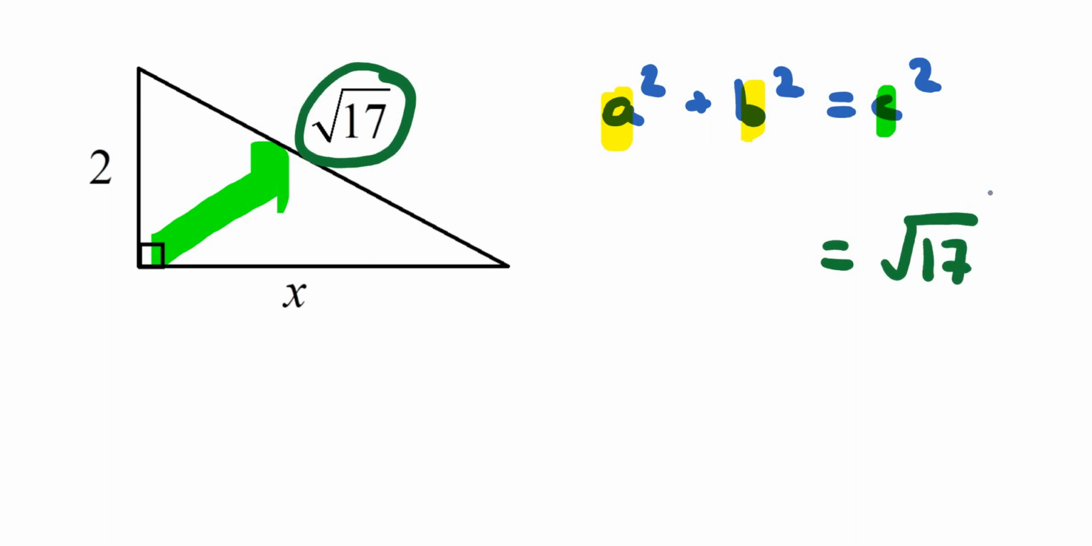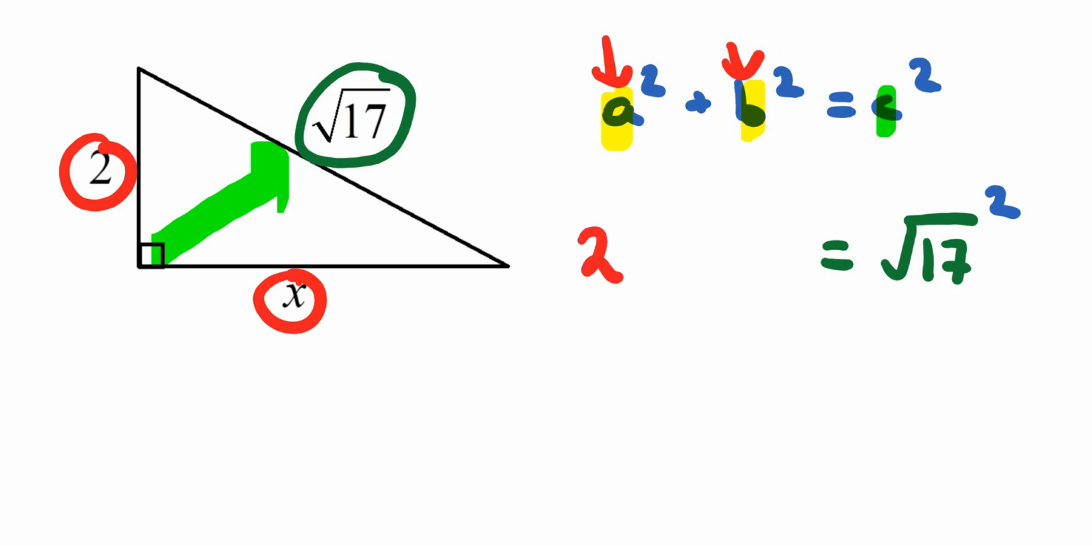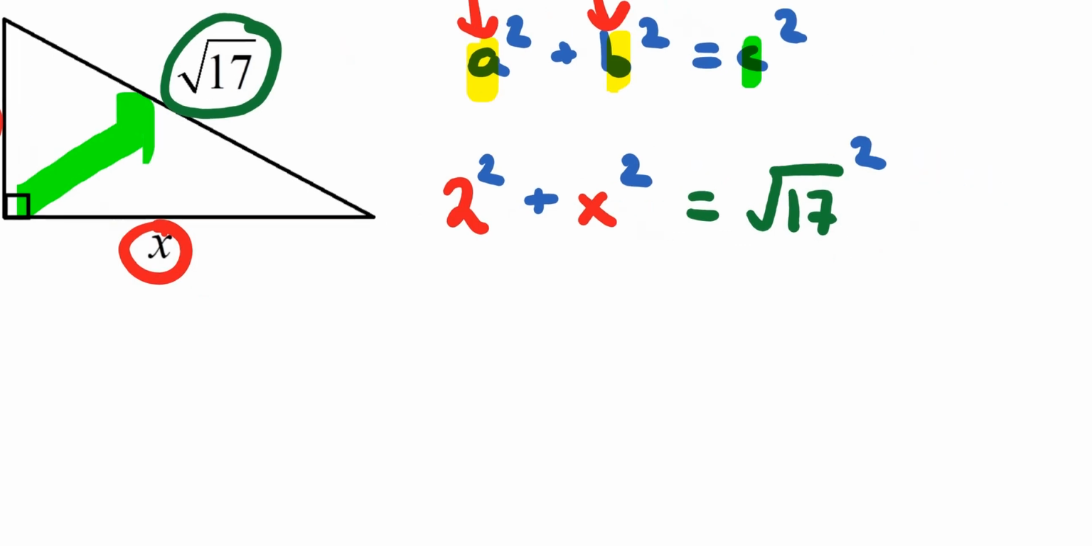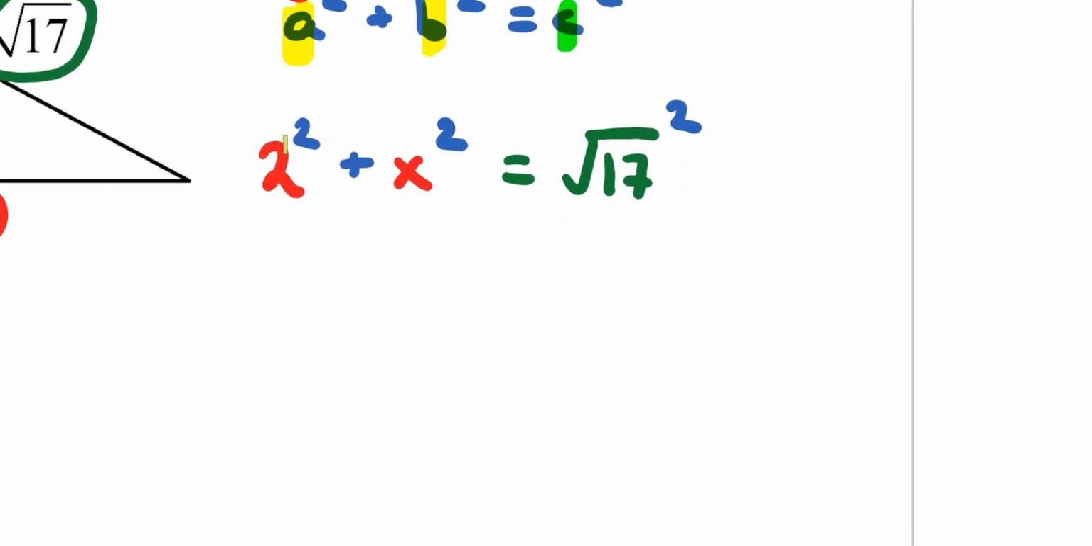And then you're going to square it. And then you have your 2 and your x. Those are going to be your a and your b values. The order doesn't matter, right? Because 2 plus x is the same thing as x plus 2. So if you want to write this as 2 squared plus x squared, you can do that. And this is just kind of testing you if you know your powers. So 2 to the power 2 is going to be 4.